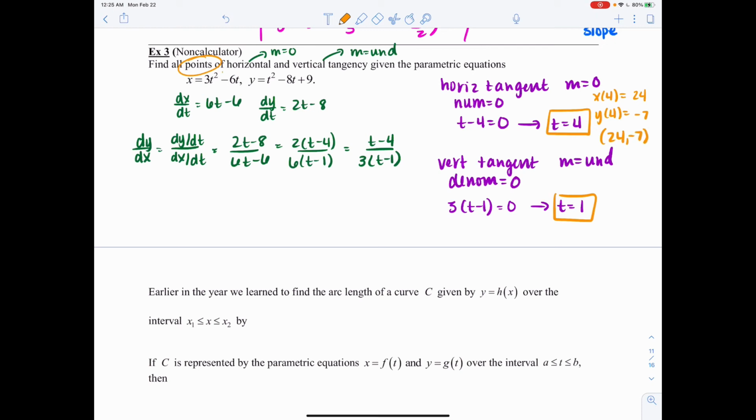What am I plugging those into? I'm plugging those into the original equations. And if I plug in x of 1, we should get negative 3. And y of 1 should give me 2 for a point, negative 3, comma 2. So make sure you drive that one all the way home and read the questions very carefully.